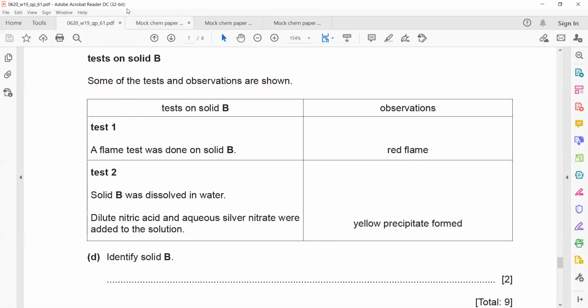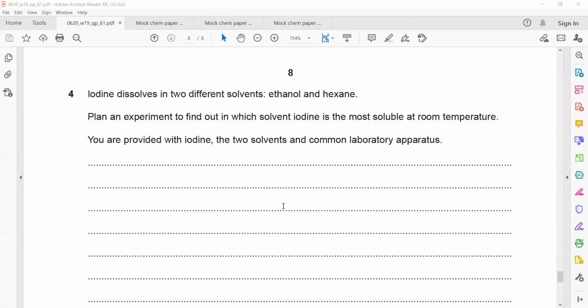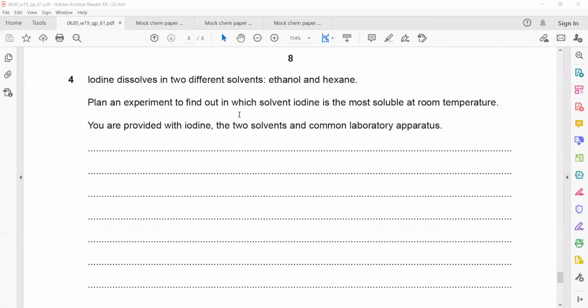Then the planning of experiment. Iodine dissolves in two different solvents. Iodine can dissolve in ethanol, and iodine can dissolve in hexane. Plan an experiment to find in which solvent iodine is most soluble at room temperature. You are provided with iodine, two solvents, and common lab apparatus.